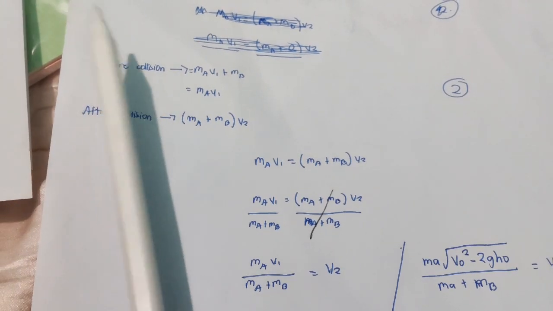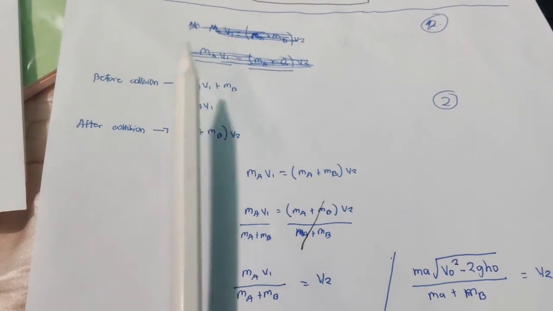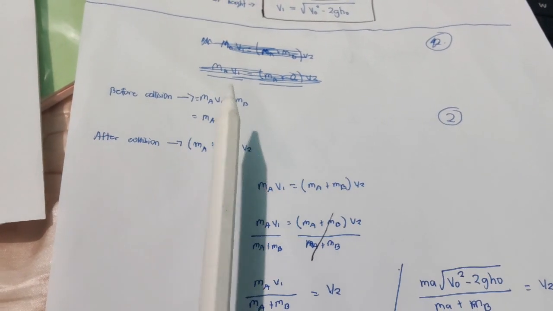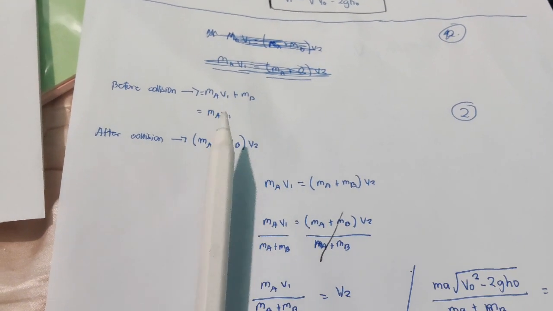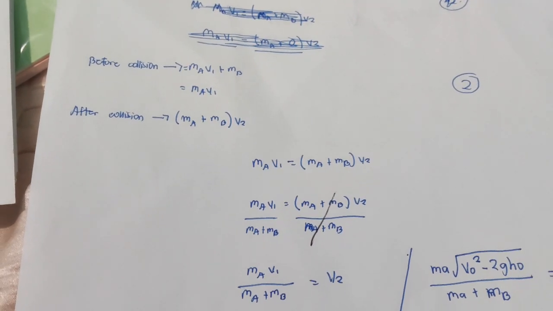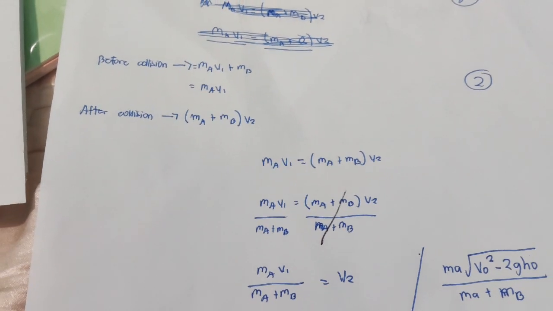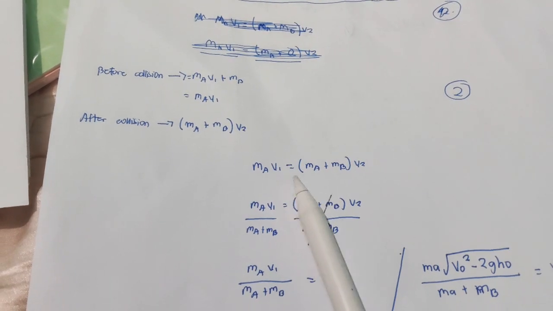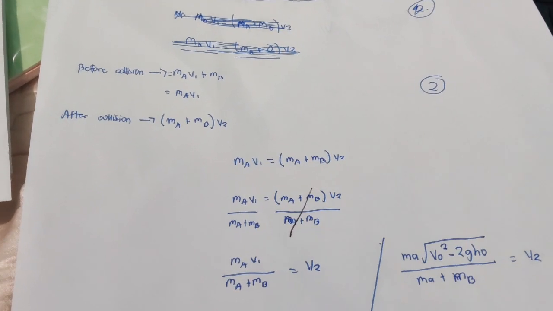So before the collision, we have m sub a times v sub 1 plus m sub b times 0. Since the clown is at rest, that term is 0, so what remains is m sub a v sub 1. After the collision, we have m sub a plus m sub b times v sub 2. Momentum before is equal to momentum after the collision. So m sub a times v sub 1 is equal to m sub a plus m sub b times v sub 2.